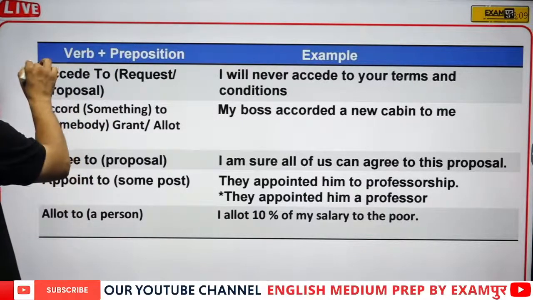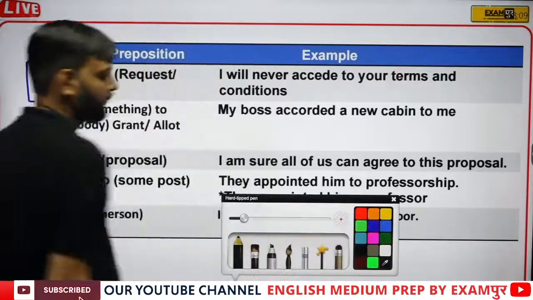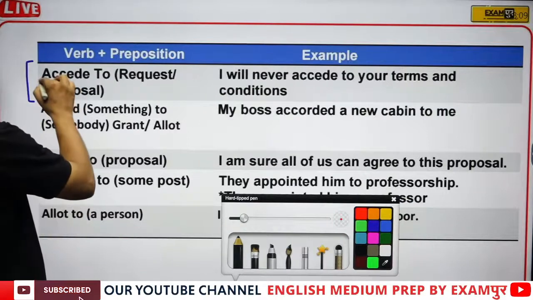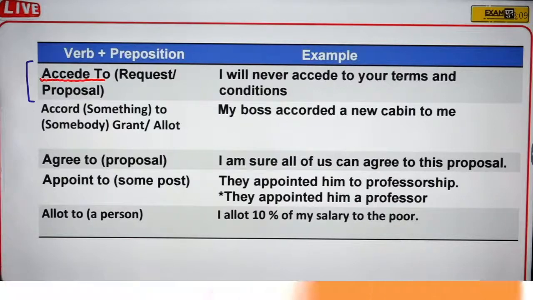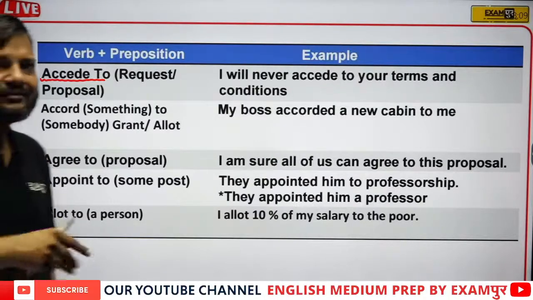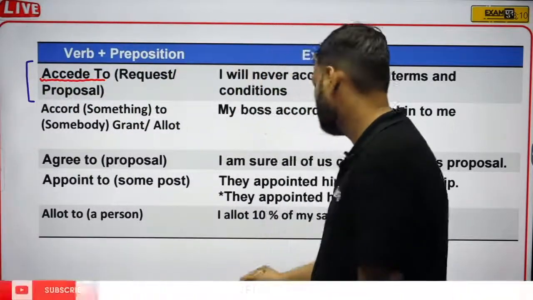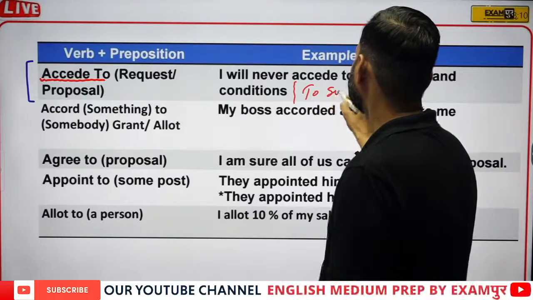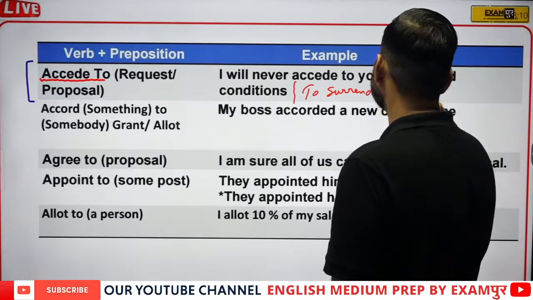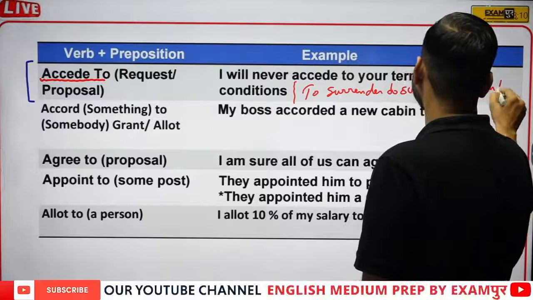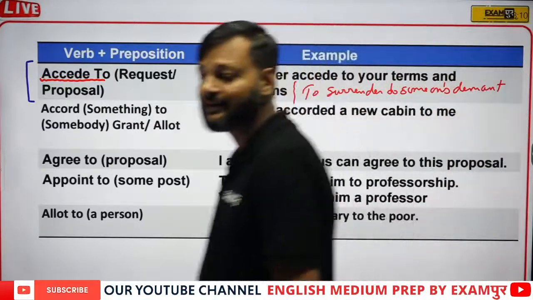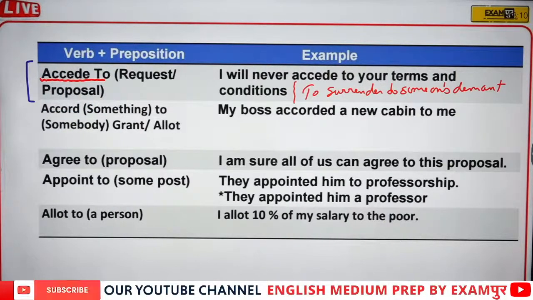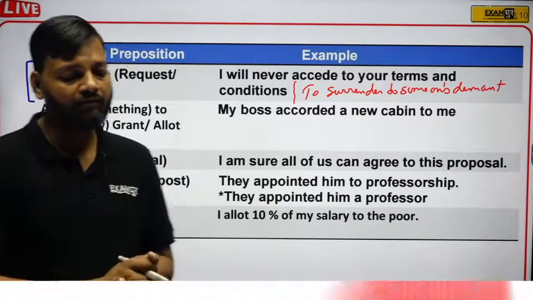So here we have the first word. The first word is accede to. Now what does accede mean? Accede means to surrender to someone's demand, to yield to someone's wish.